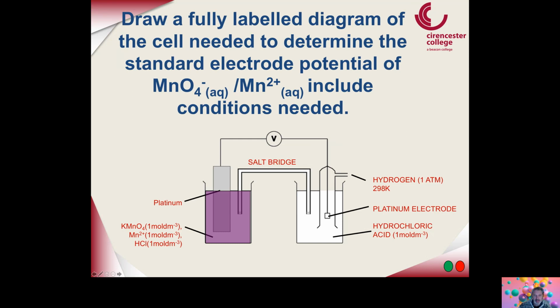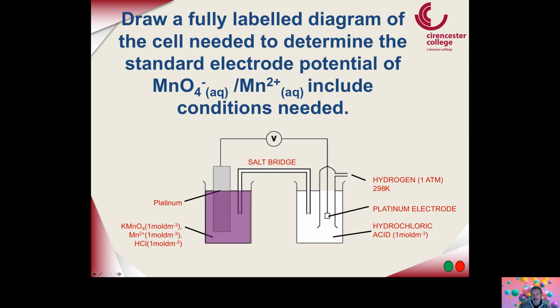Okay, so the platinum is connected by wire through a voltmeter, so we can measure any voltages that are given out, to our hydrogen electrode. So hydrogen gas is pumped in at 1 atmosphere and 298 K, so standard conditions. Platinum electrode, again, platinum, very unreactive. And we have acid in here, which is at 1 molar. So that we have H plus at 1 molar, and hydrochloric acid would do. So you have 1 mole per decimeter cubed hydrochloric acid.